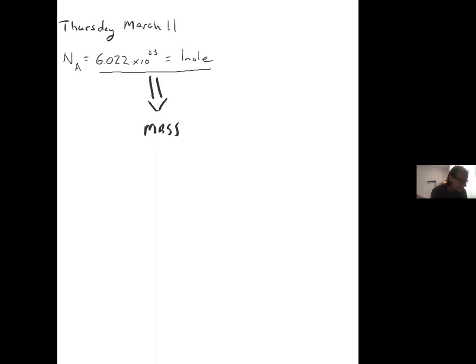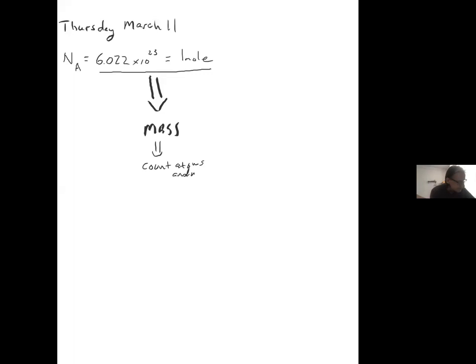So if we have a way of measuring mass really well, and we can connect it to this Avogadro number or to the mole, then that gives us a way of counting things. It allows us to count atoms and molecules.